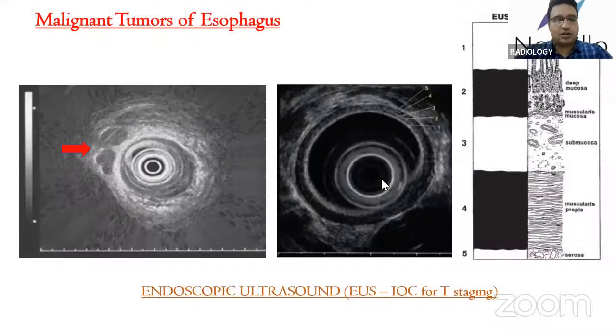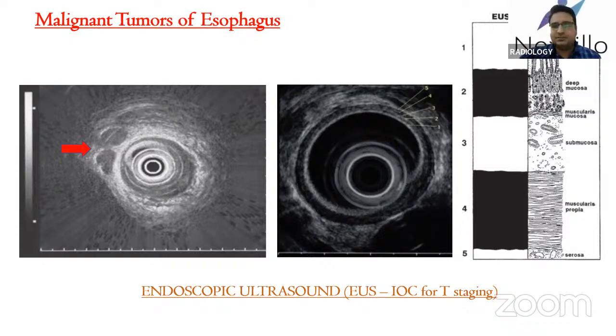Okay, now we are talking about the endoscopic ultrasound. This is the investigation of choice for the T staging. Now let's see what it is. We all know that there are five layers. The first one is the mucosa. The second one is the deep mucosa and muscularis mucosa. The third one is submucosa. Muscularis propria is the fourth and serosa is the last one.